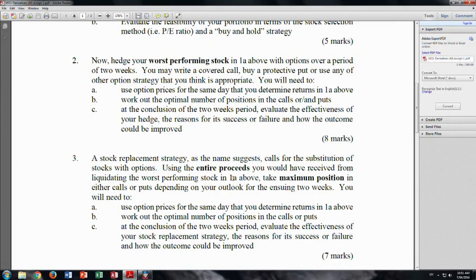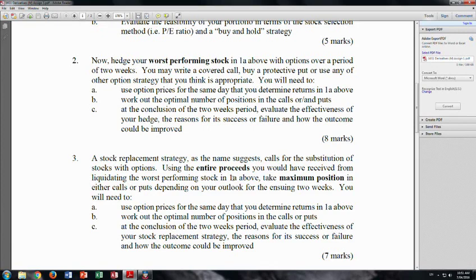I mentioned covered call and protective put, but you don't have to do that if you want to do something else, because there are other things you can do as well, such as maybe a collar can be useful too. So think about the strategies that you learned and which one you want to do. So part A is you use the option prices for the same day that you determine your profit or loss in part 1. So if you determine your portfolio profit or loss today, then your starting point for items 2 and 3 is also today.